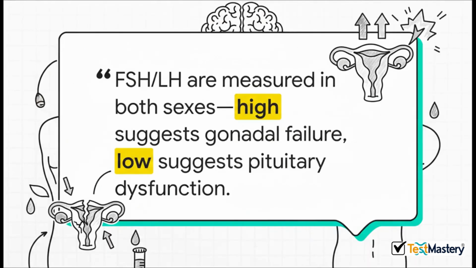So just to recap that little bit of detective work, which is definitely something you need to know, you can't just look at FSH and LH levels alone. High levels point towards the gonads, while low levels point upstream to the pituitary gland.